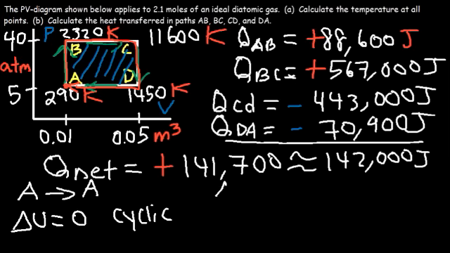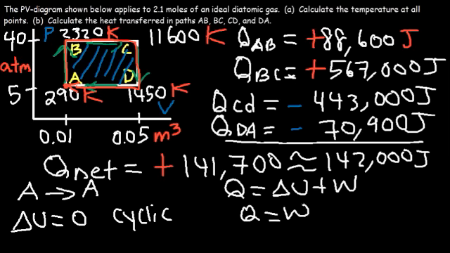And if delta U is equal to 0, and we know that Q is delta U plus W, therefore Q is equal to W for any cyclic process. And that's why we can see they're the same. The area is not only equal to the work done, but also it's equal to Q because it's a cyclic process.